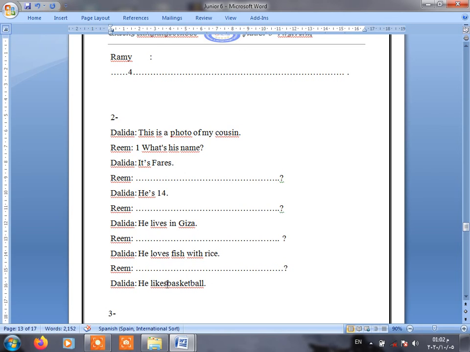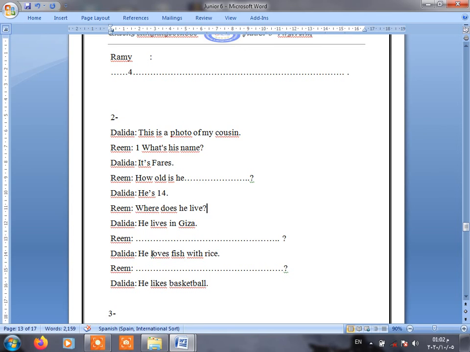So let's start completing this dialogue. So what's his name? It's Faris. He is 14. So what do you think the question will be if you're asking about someone's age? Yes, how old is he? He is 14. Okay, he lives in Giza. So he's asking about the place. So we use what to ask about the place? Where? So where does he live?